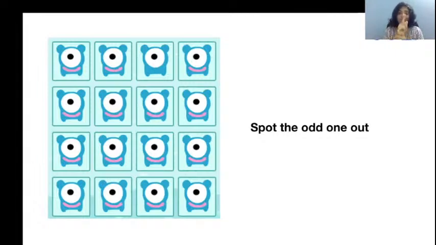No, look at the first row, third one. It doesn't have a pink smiley. So that's the odd one out. Simple. So now when you get a picture, break it into parts and see whether each part is present in every picture that is there. All right, are you ready for the next one?